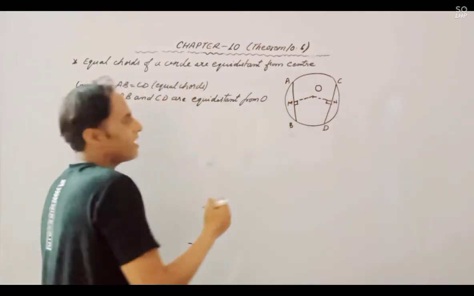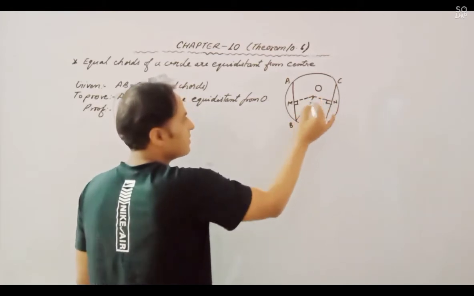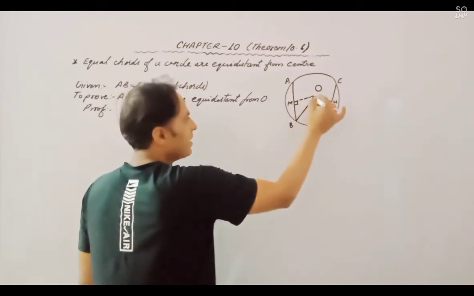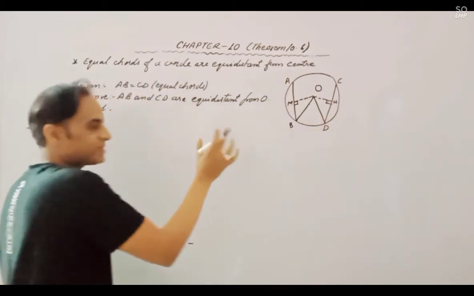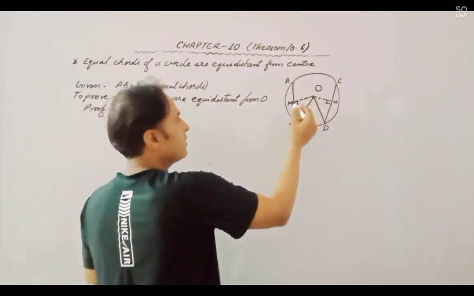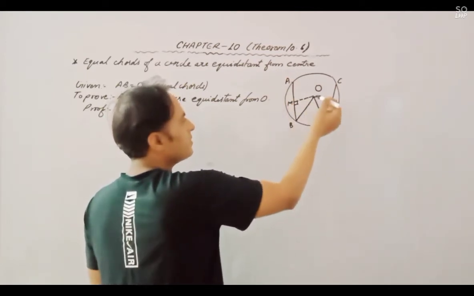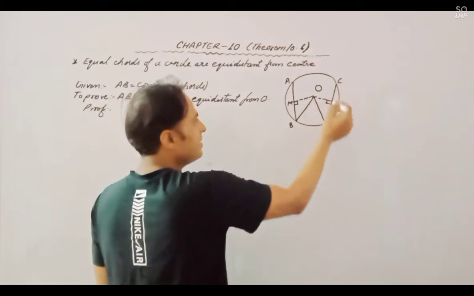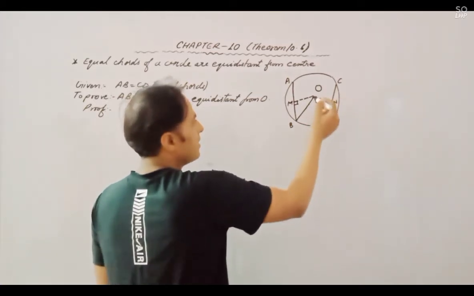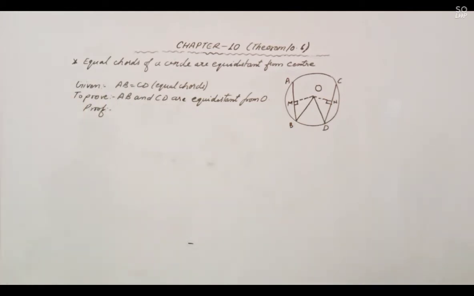After this, join the radii OB and OD. So this line is to be written as I spoke: draw the perpendicular from O to AB, joining at M, and draw the perpendicular from O to CD, joining at N, and also draw the radii OB and OD. This is the first line that is to be written.